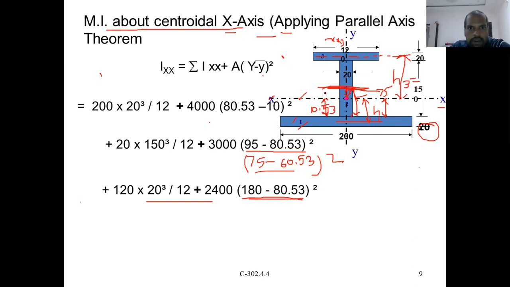The concept is nothing but the distance from the centroid of your individual section to the centroid of your entire section. That distance we want. Someone will call it H, someone will call it Y, someone will call it some other term. Different notations you can use. There are no standard notations for this, so you can use any notation. But the distance is nothing but that H or Y or whatever you call it.